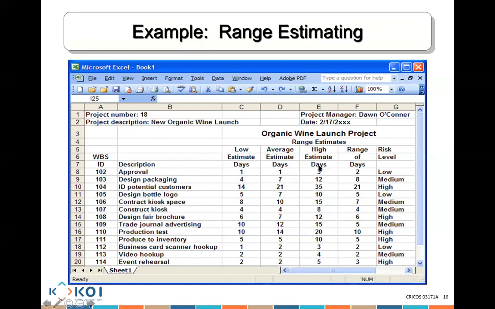divided by 6. So if you were to look at, let's say, the approval: 1 times the low estimate of 1 is 1, plus 4 times the average, 4 times 1 is 4, so 4 plus 1 is 5, plus 1 times the pessimistic, so 1 times 3, so 5 plus 3, that's 8. 8 divided by 6 tells you this job is going to take me 2 days to complete.